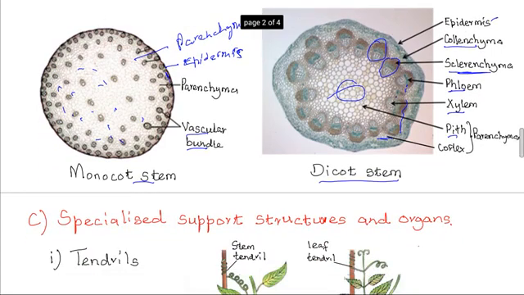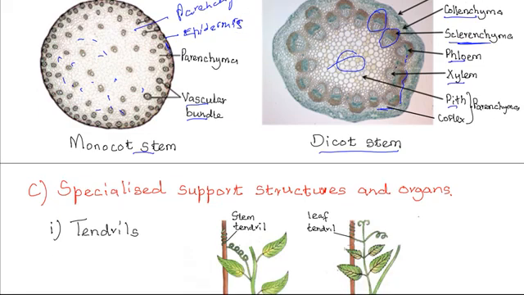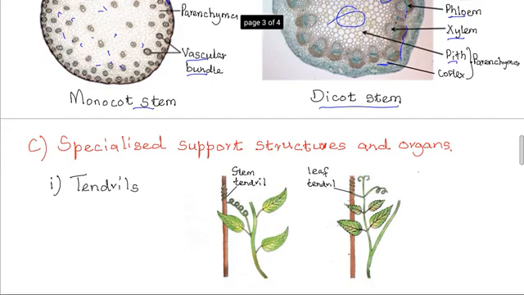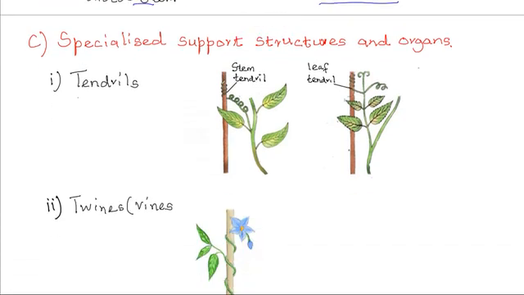Now, we also have a third category of support structures and organs. We've looked at the turgid parenchyma cells, then the specialized mechanical tissues, namely the xylem, collenchyma, and sclerenchyma. Now we have a third type of specialized support structures and organs. These are tendrils. Tendrils are modified, either modified stem or leaf.